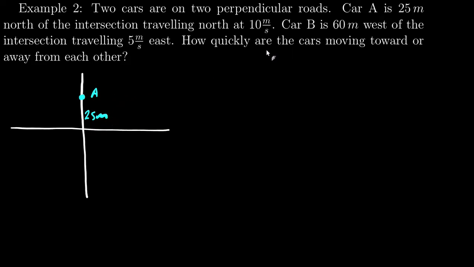And it is traveling north at 10 meters per second. So I'll put a little vector. 10 meters per second. Car B is 60 meters west of the intersection. So there's B. There's a 60 meters. And it is traveling 5 meters per second east. And so, how are we going to figure out if they're moving toward or away from each other? Well, this can be modeled by a right triangle. So, there's the 60 meters.